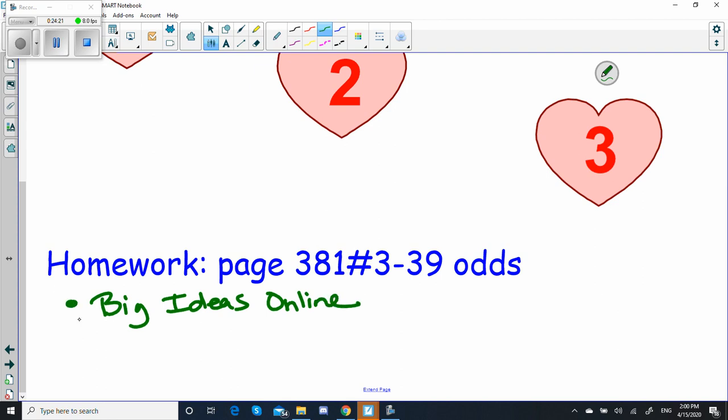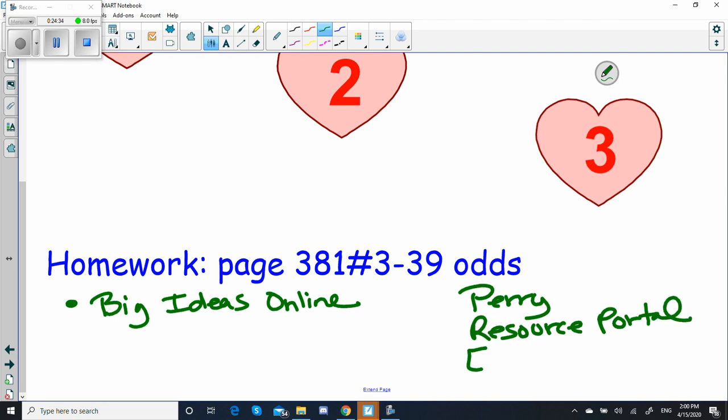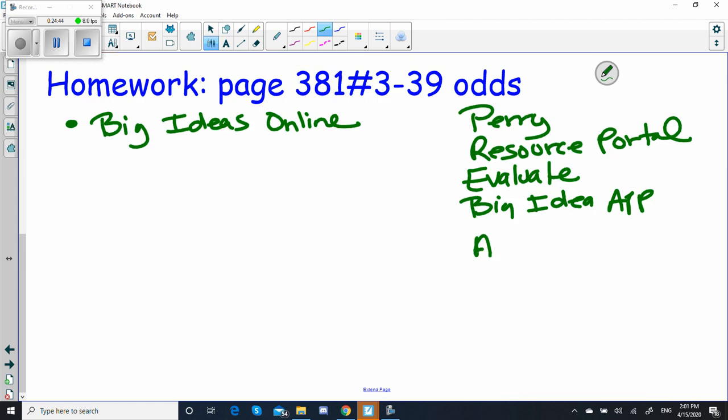So if you haven't been there yet, you're going to go to the Perry Township website. Then you'll go to the resource portal. Then you'll go to evaluate. And then find your Big Ideas app. And on the Big Ideas app, you're going to look for where it says assignments. And for this particular assignment, you'll look for 7.4 because this is that section.